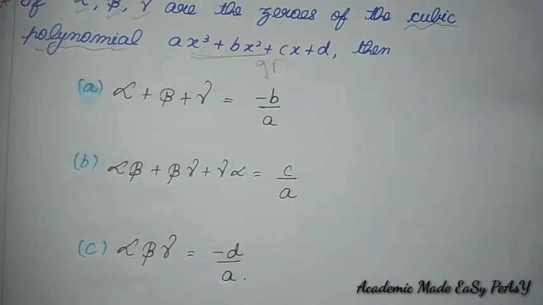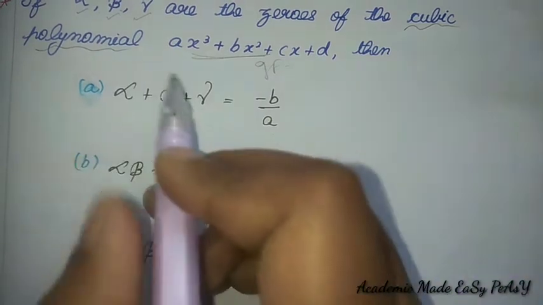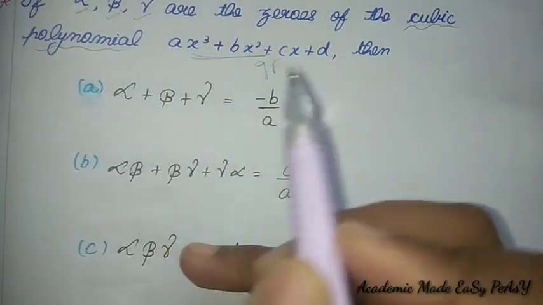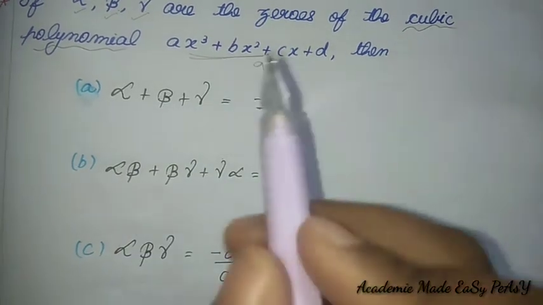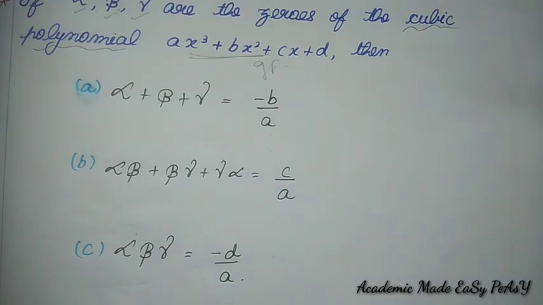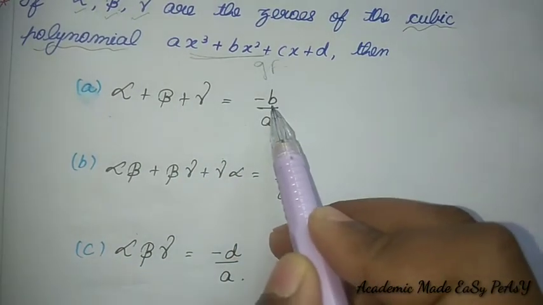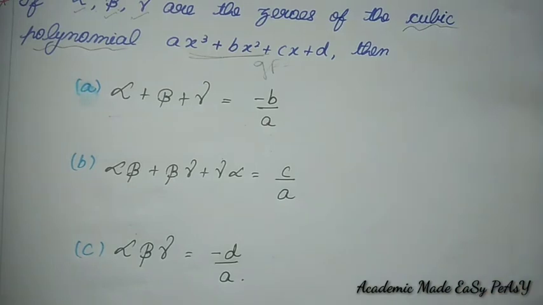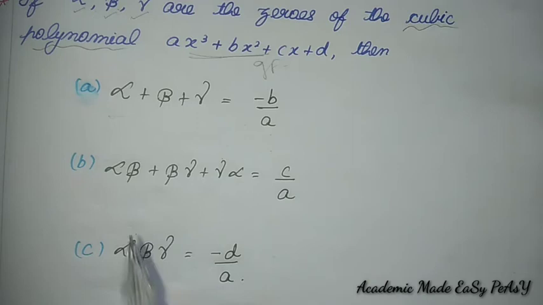As we did for the quadratic polynomial, where we just did alpha plus beta, here one extra thing will be there, that is alpha plus beta plus gamma. That will be minus b by a, as it is for quadratic as well as cubic and for linear also. For these three, if we take the sum of the zeros, then we will be getting minus b by a only.